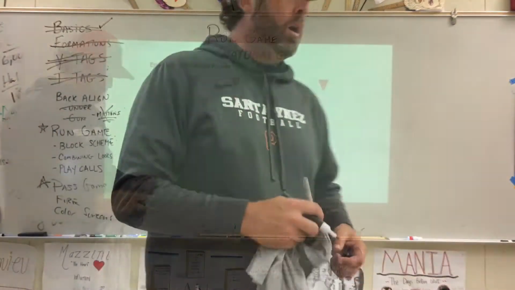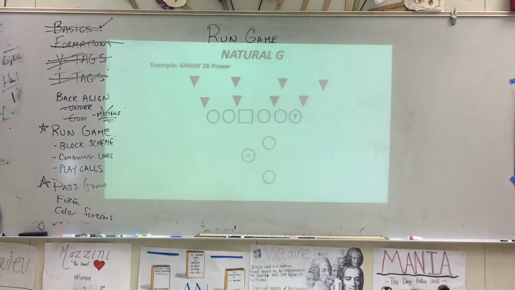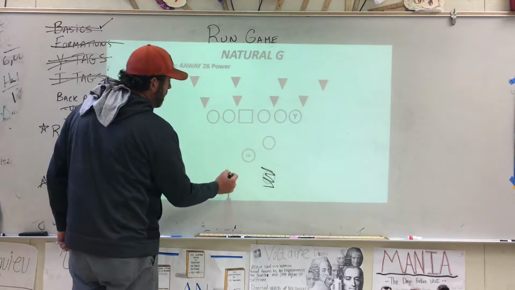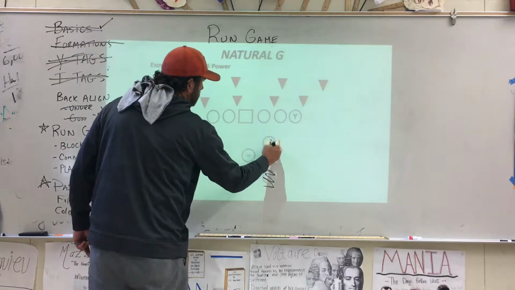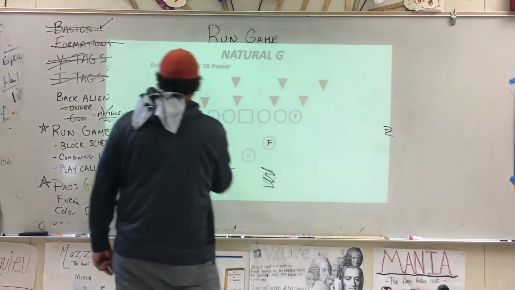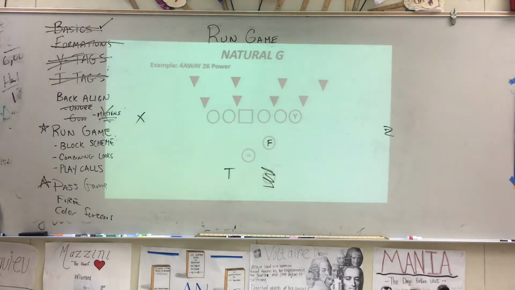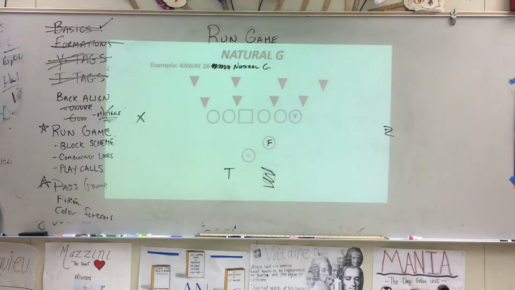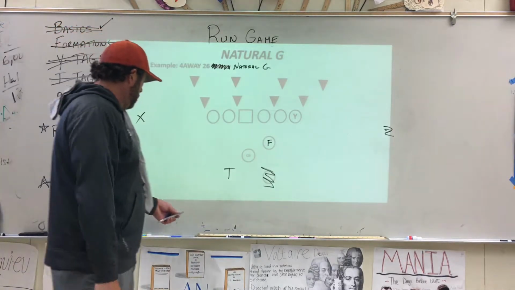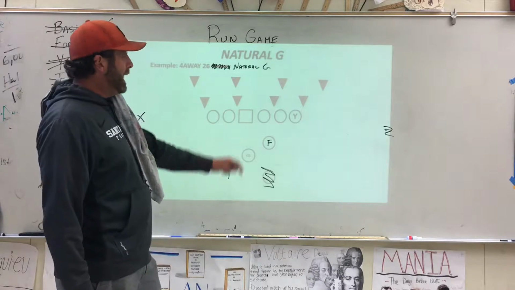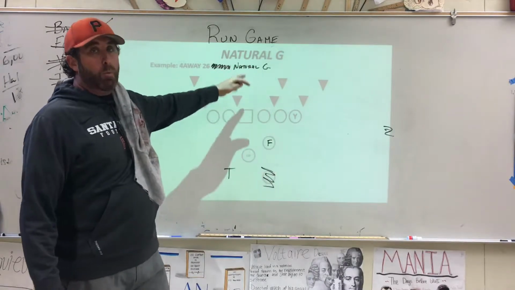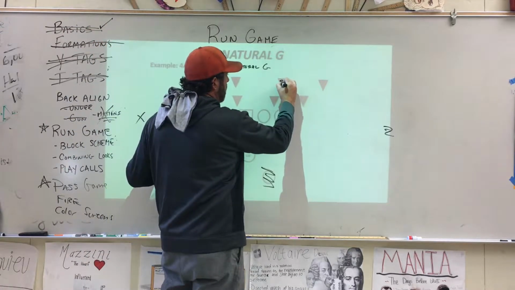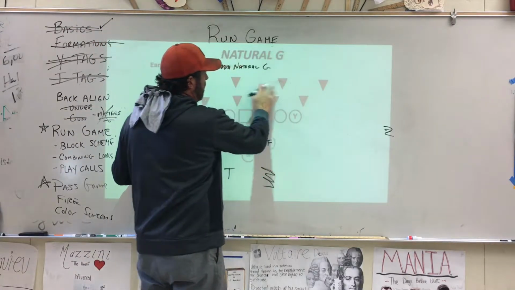Natural G. I'm already wrong here. We usually run it out of 4 away. So 4 away, 26 natural G. Let's start with the basic concept. We're going to kick somebody out, and we're going to wrap somebody up on the play side linebacker. This is the play side backer. Now we're going to wrap them.